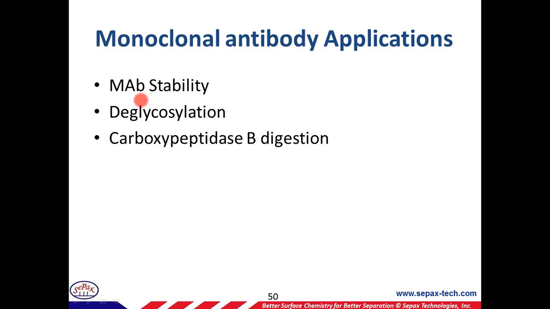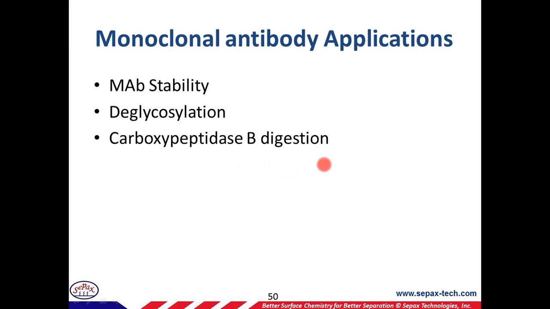First, we'll talk about map stability. A lot of times people already use size exclusion for the aggregates and the monomers and the fragmentation studies. Here we want to use cation exchange to see what kind of profile we have. Also the deglycosylation: after removing the glycosylation, what happened to the map and what kind of profile we'll get. Next we'll talk about a carboxypeptidase B digestion.